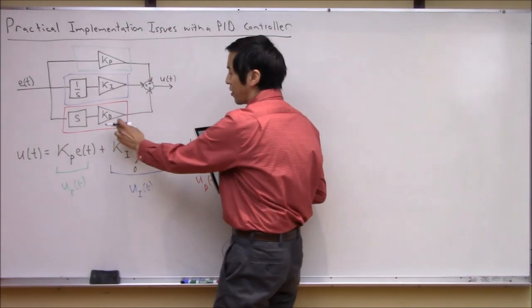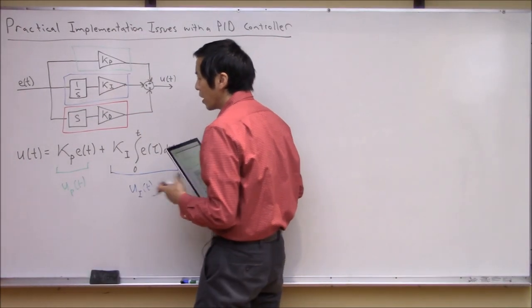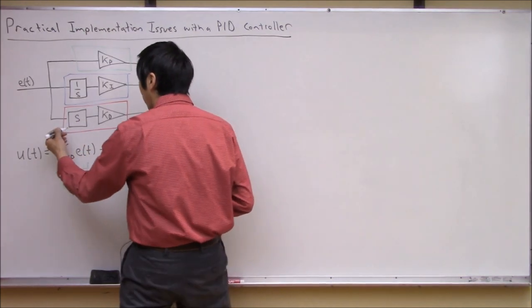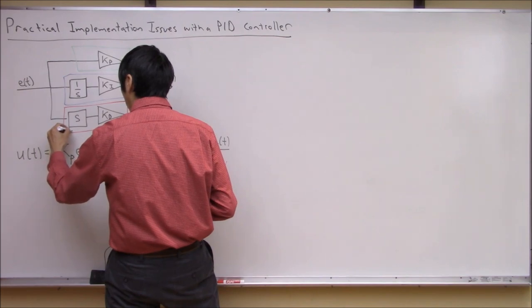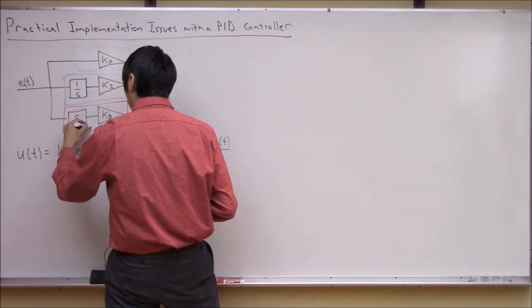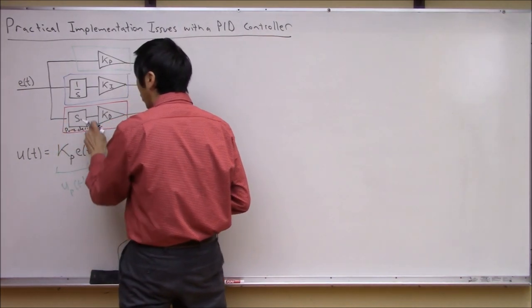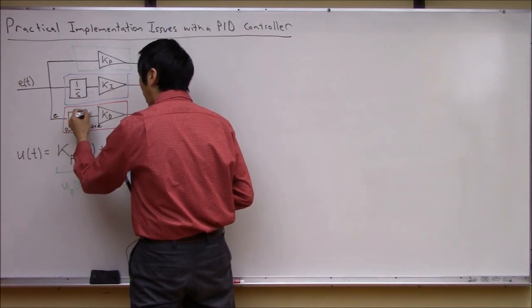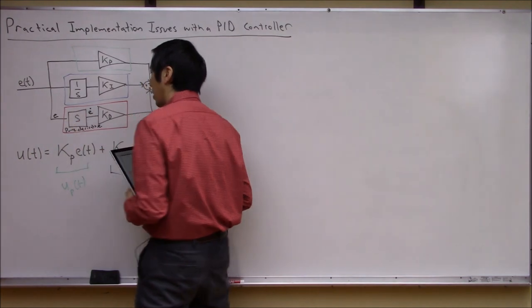All right, so we saw this didn't work so hot in Simulink, and we saw that the problem was here with this block S. This block S was a pure derivative. So the idea with this pure derivative is E goes in, and E dot is supposed to come out.